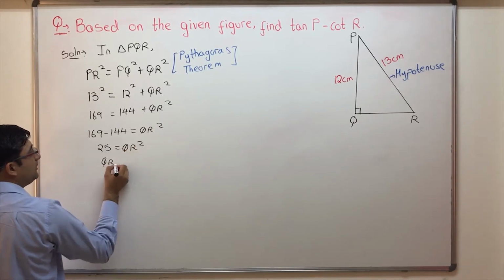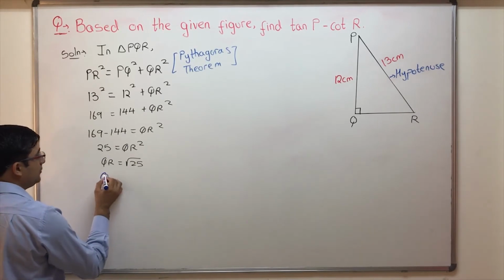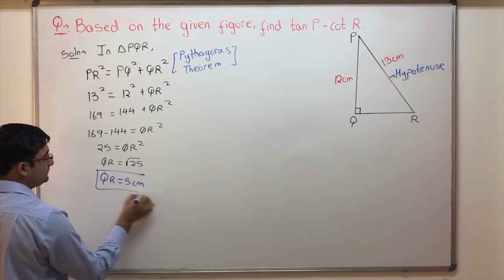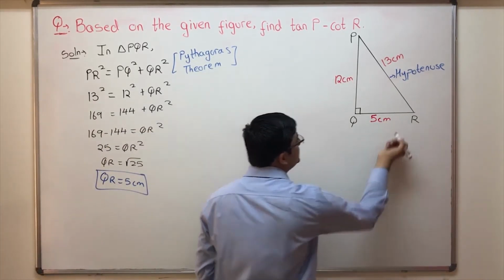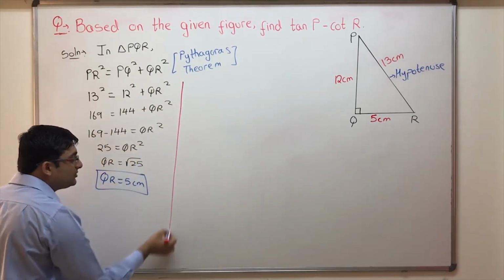So QR is basically the square root of 25. So from here we get QR is equal to 5 centimeter. So I'll mark it over here. QR is 5 centimeter. Now that we have all the three sides of the right angle triangle, we just need the trigonometric ratios. So let's begin.